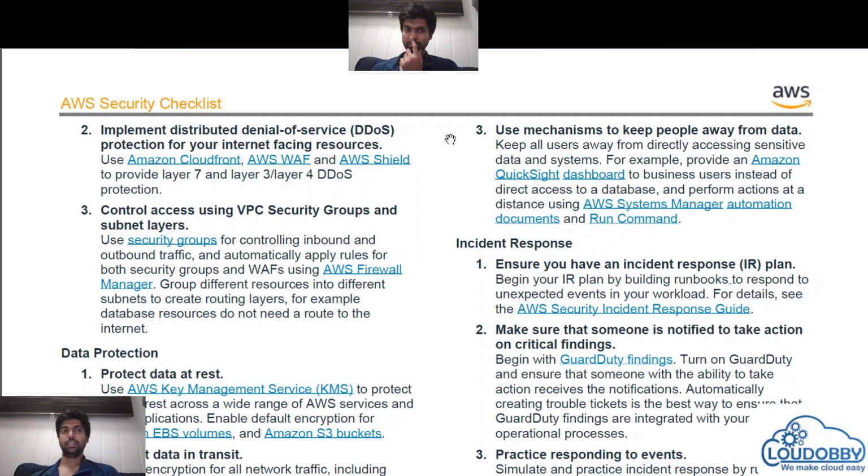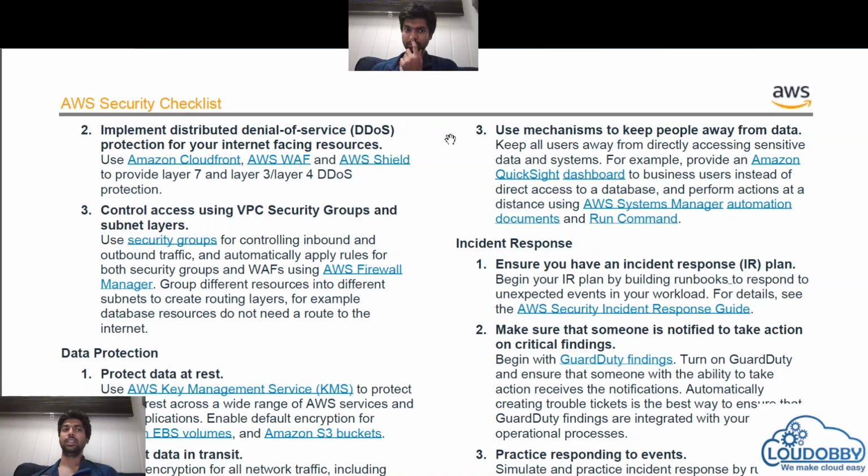The third point is control access using VPC security groups and subnet layers. It's very important. You allow the ports for your inbound and outbound traffic. Whether it is 8080 or 443, you should allow only 443, and SSH 22. That is the security group you should allow. And there is AWS Firewall Manager, while WAF is there as an application firewall. So it's very important. You should have the security policies and subnet access control in the right place.